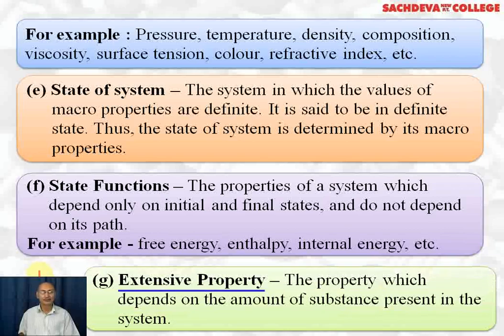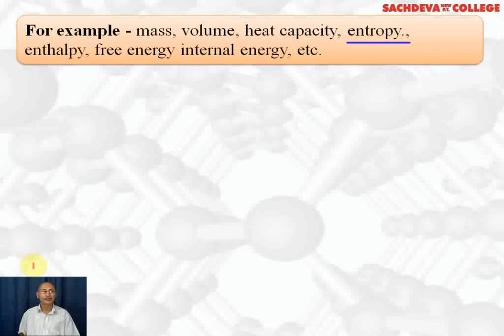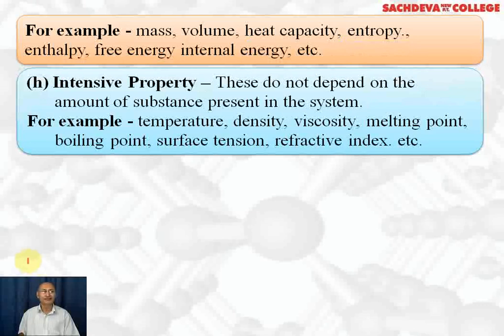Extensive properties. Those properties which depend upon the amount of substance present in the system are called extensive properties. For example, mass and volume are extensive properties. Heat capacity, entropy, enthalpy, free energy, and internal energy are all examples of extensive properties.